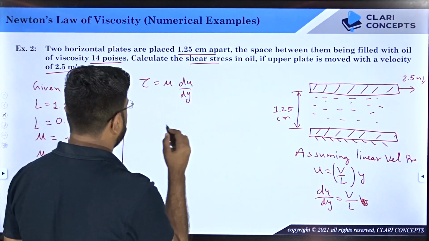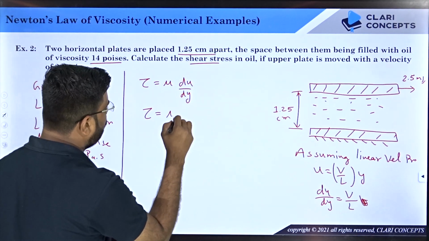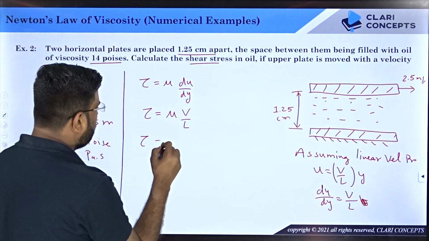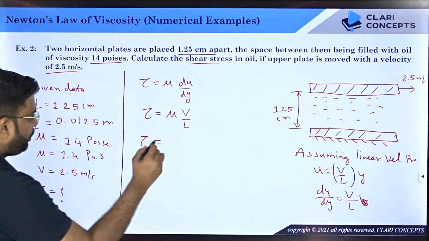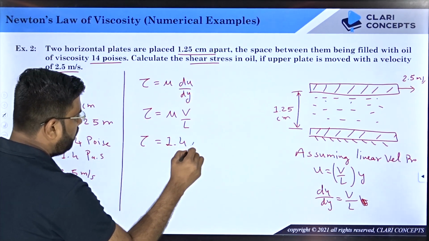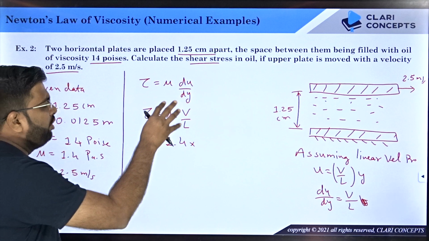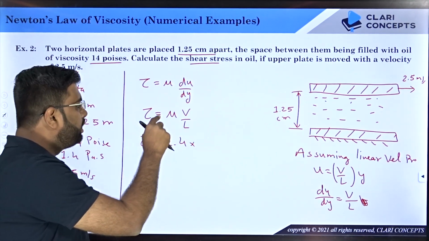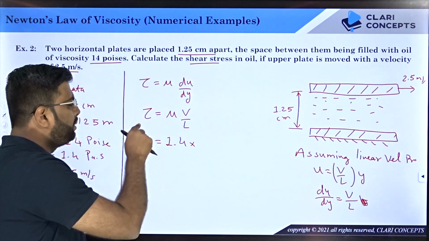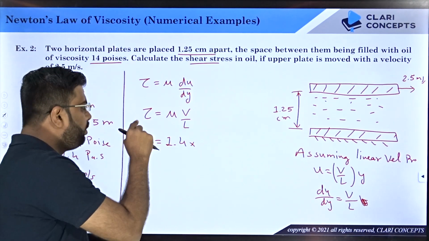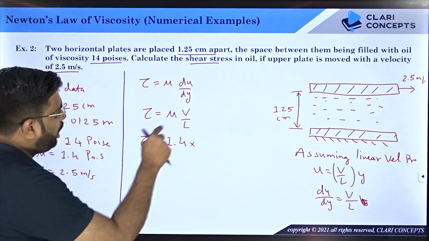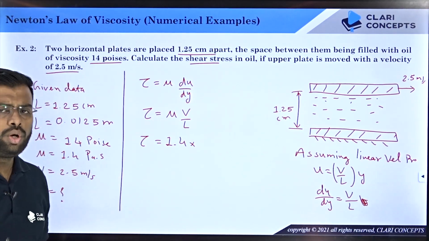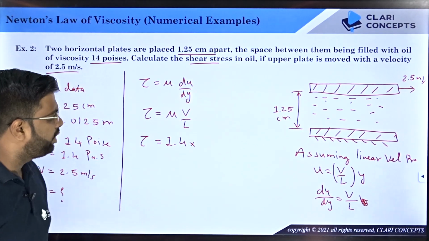I'll put the values in this equation. So I'll say tau equals mu V by L, because du by dy is V by L. So now put the values. Tau equals, what is mu? Mu is 1.4 in SI unit, right? See why we are putting all the values in SI unit: because when you substitute all the variables in SI unit, the value that you get for tau will also be in SI unit. If you put all of them in CGS, you will get this in CGS. CGS we are not very much acquainted with. So always make sure that you put the values in SI unit.